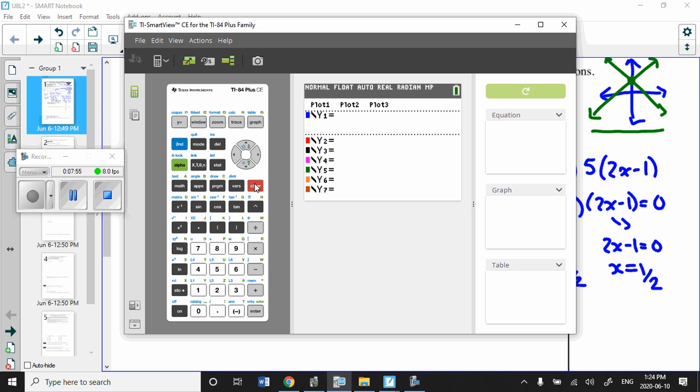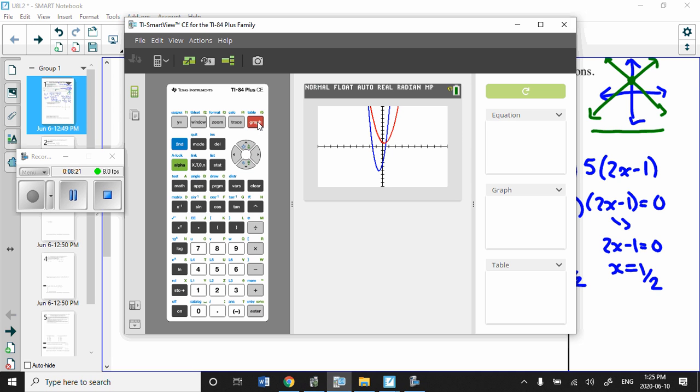In y1, we'll type the first equation, which was 6x squared plus 7x minus 4. In the second equation, 2x squared minus x plus 1. Okay, I'm going to graph those now.